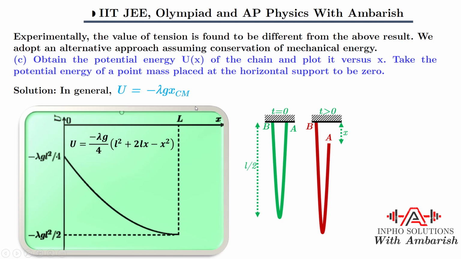If you substitute that, you get U is equal to minus lambda g by 4 times (L square plus 2Lx minus x square). Just substituted the value of x cm, and once you have this U, you can easily plot the function. So this is how the plot looks. That's our solution to this part. Part C we have solved like this. Now let's look at the next part.